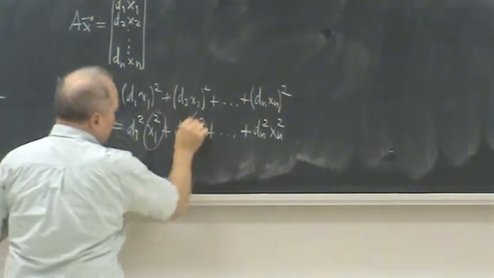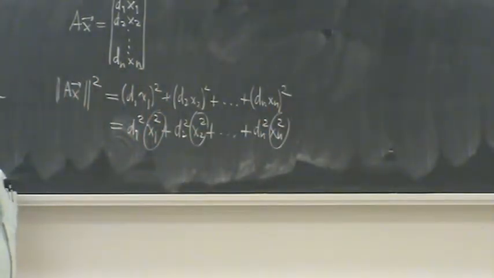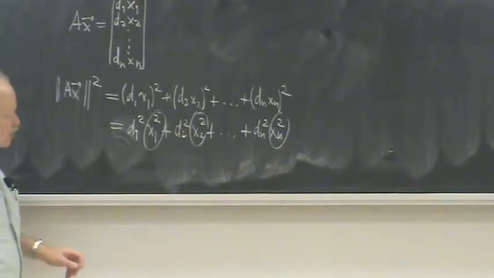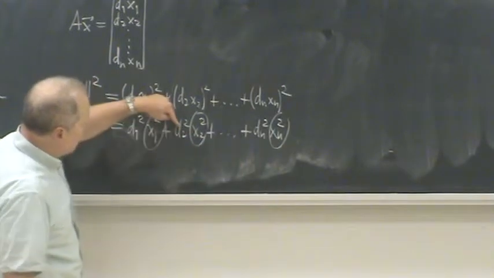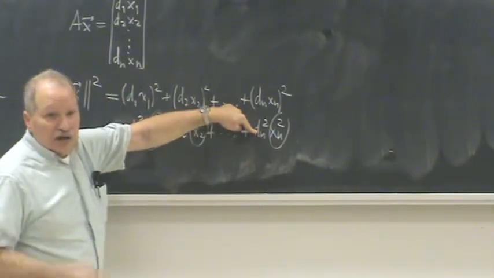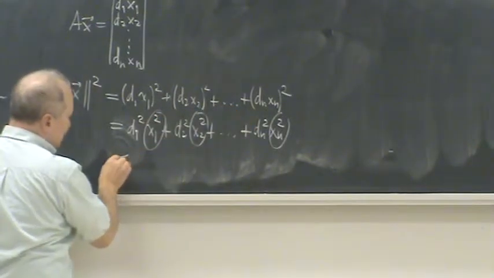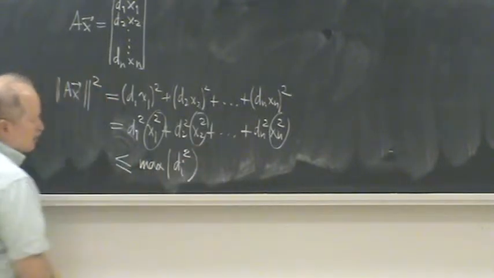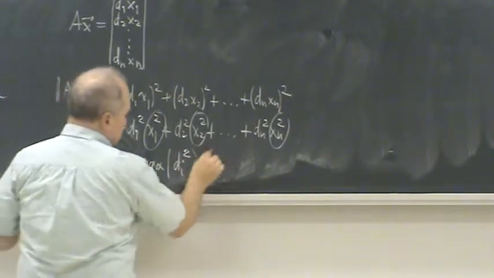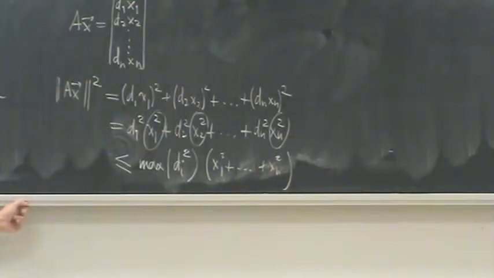These are all greater than or equal to 0, so if I make the d's bigger, the sum goes up or stays the same. So this is less than or equal to the max of the di squareds times x1 squared plus up to xn squared, which is the magnitude of x squared. You all agree with this?